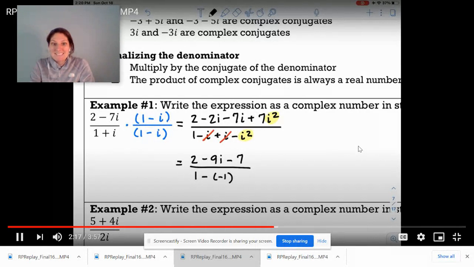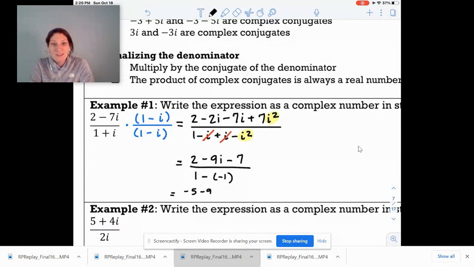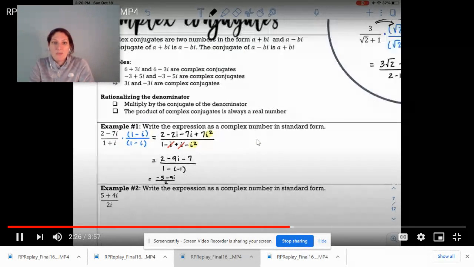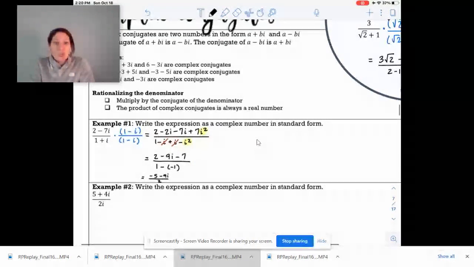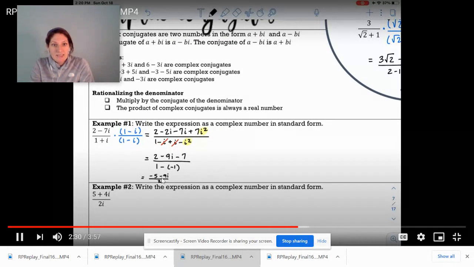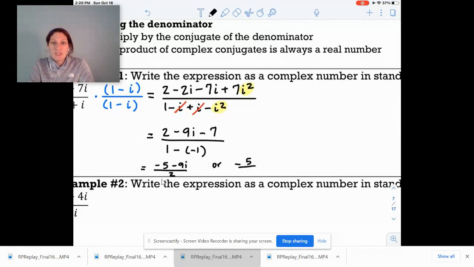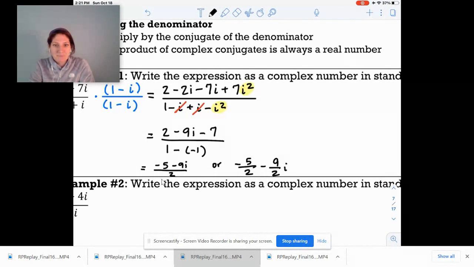2 minus 7 is going to become -5 in the numerator, and 1 minus -1 will become 1 plus 1. You could write your answer and leave it like this, or you could also separate and put each term over 2. So you could write it either way, it is acceptable.